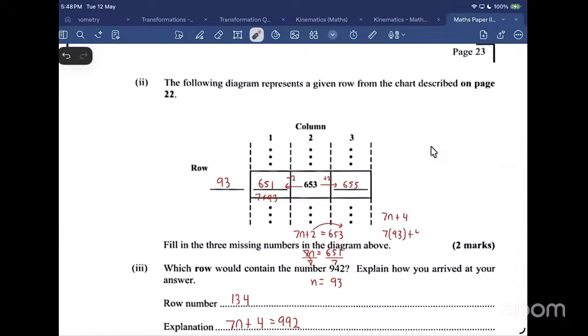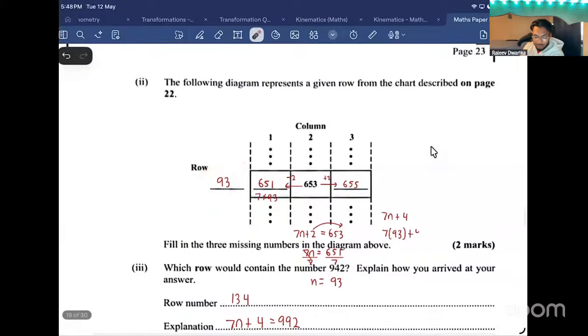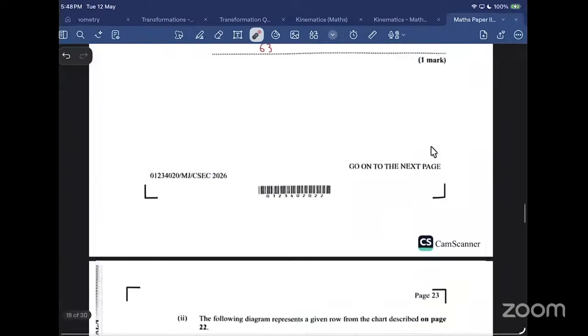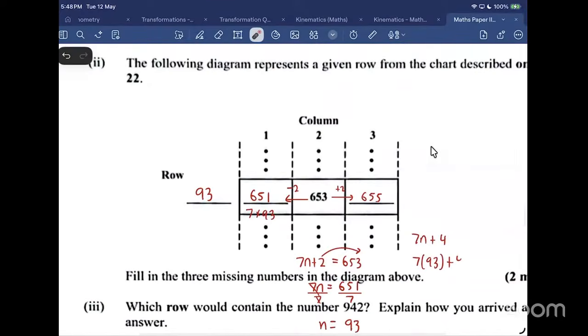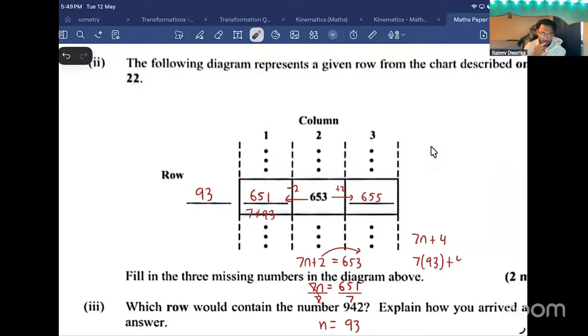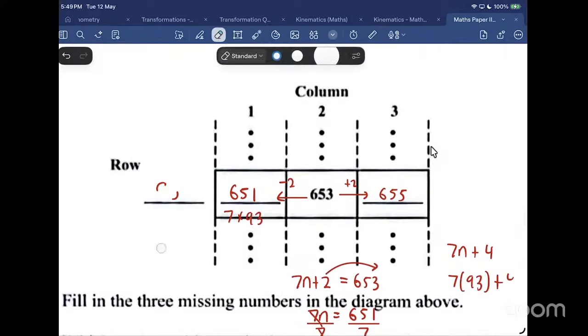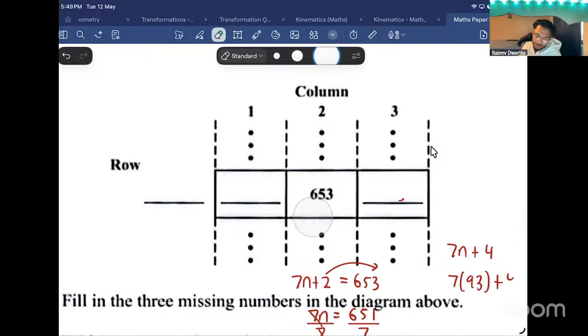What might give students trouble is finding this. I know a lot of students would have a hard time finding it, to be honest. But I wouldn't say it's that hard.